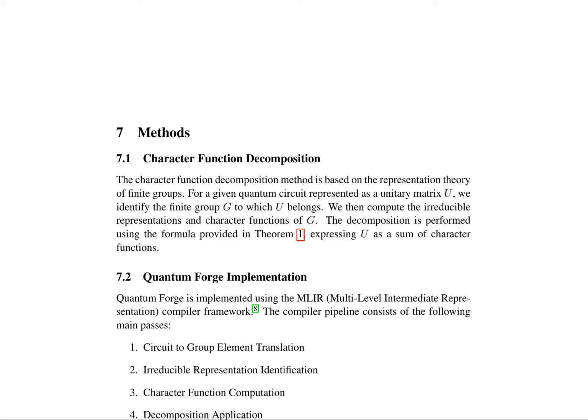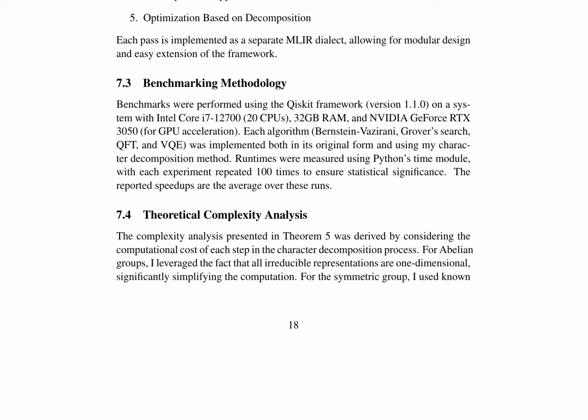Quantum Forge, an MLIR-based decompiler framework, was implemented to perform this decomposition. The compiler pipeline consists of 5 main passes: circuit-to-group element translation, irreducible representation identification, character function computation, decomposition application, and optimization based on decomposition. Each pass is implemented as a separate MLIR dialect, allowing for a modular design and easy extension of the framework.